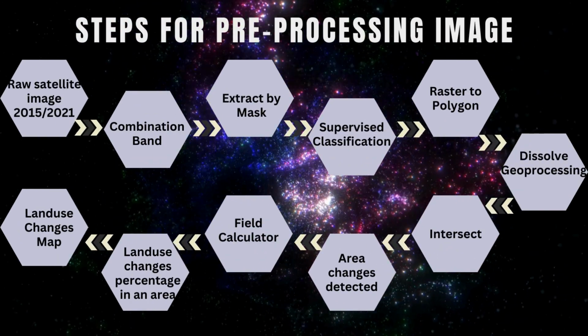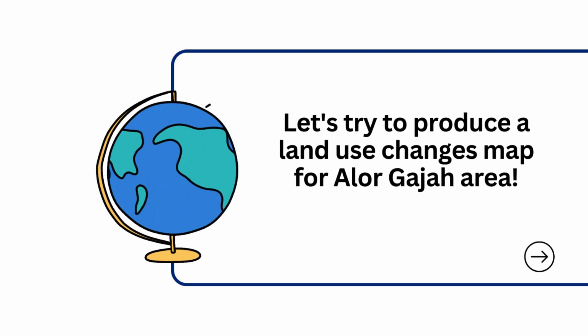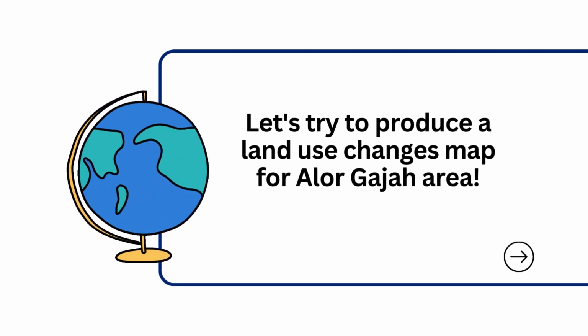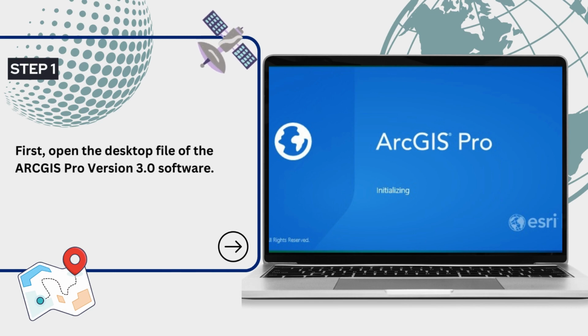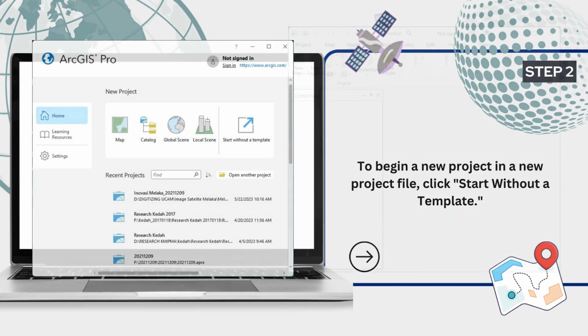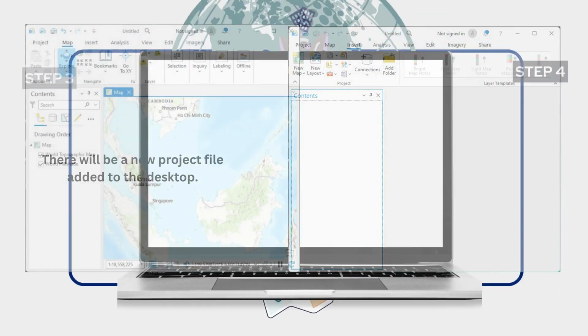Steps for pre-processing image. Let's try to produce a land use changes map for Alor Gajah area. First, open the desktop file of the ArcGIS Pro version 3.0 software. To begin a new project in a new project file, click Start without a template. There will be a new project file added to the desktop.